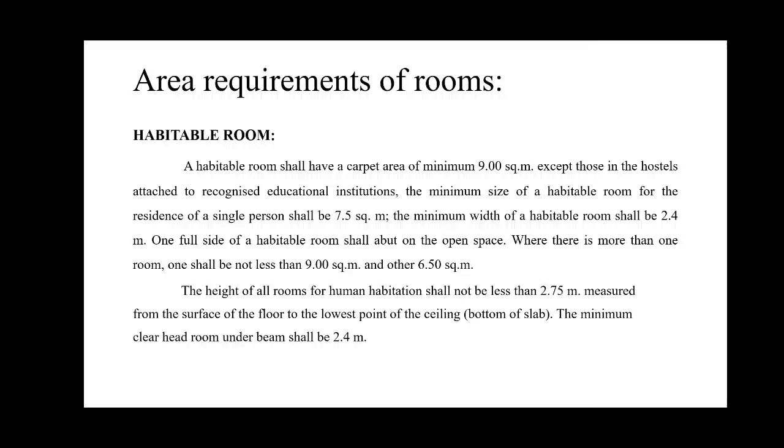The height of all the rooms of human habitation shall not be less than 2.75 meters, measured from the surface of the floor to the lowest point of the ceiling, at the bottom of the slab. The minimum clear headroom under the beam should be 2.4 meters.